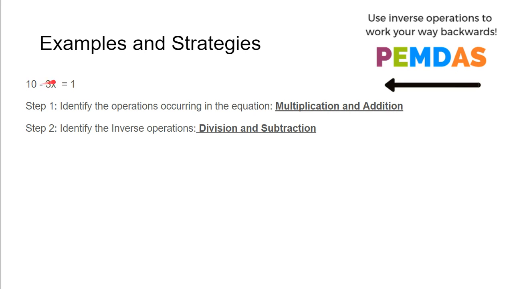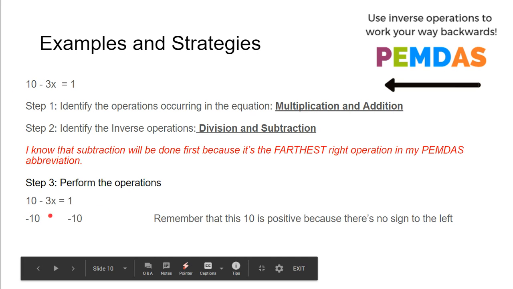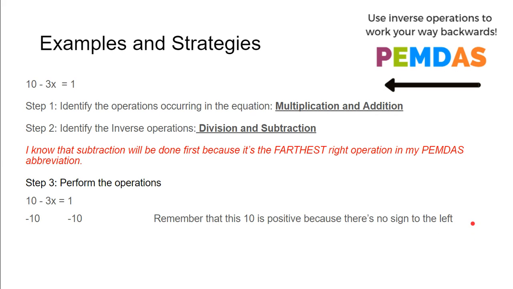So the opposite here would be division and subtraction. I'm going to look on my diagram to see which is the farthest right. That's subtraction, so that means I'm going to do that first. What is there to subtract? I can subtract this 10 out. So that's what I'm going to do. I'm going to subtract that 10. Remember, the 10 is positive. There's no sign to the left of it, no positive or negative, so we assume that it's positive.